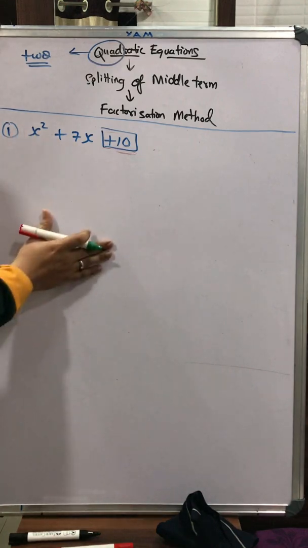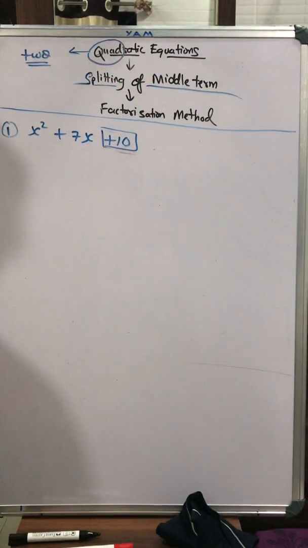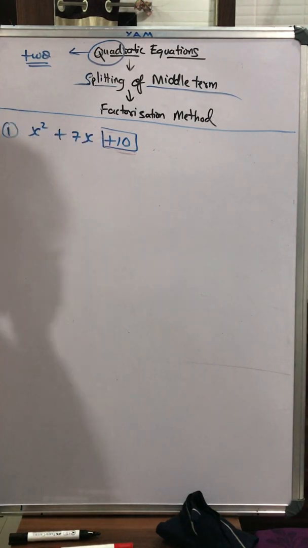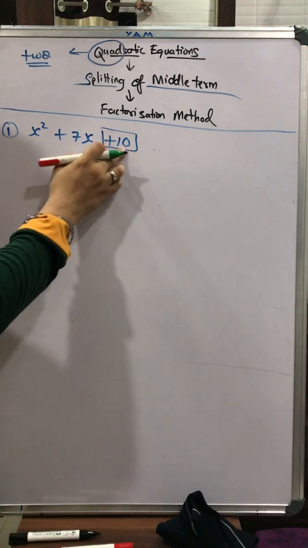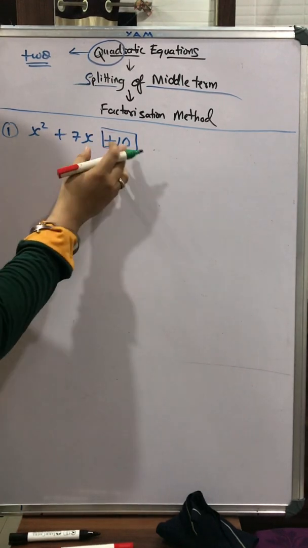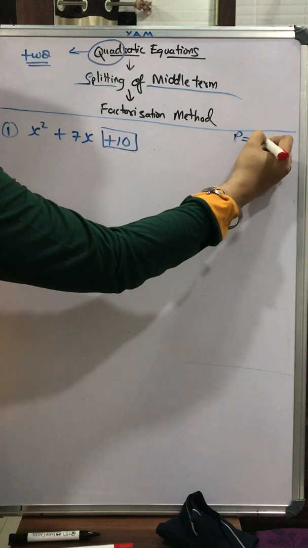So now, how to solve with the help of this method, splitting of middle terms. Now listen here. Here I have plus 10. Because I have plus 10, what does it mean? That I should have two numbers, two such numbers whose multiplication should be plus 10. So I'll write here p is equal to plus 10.